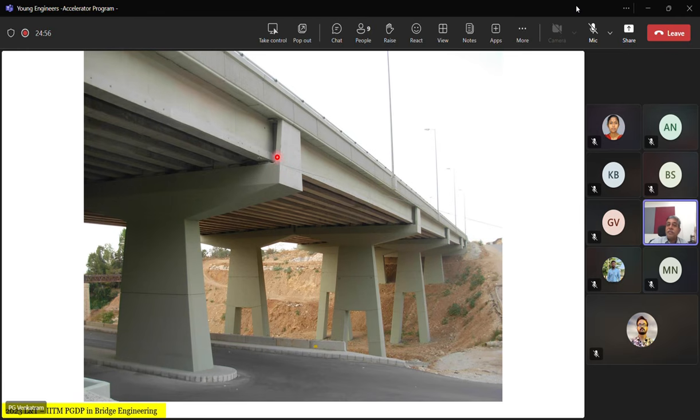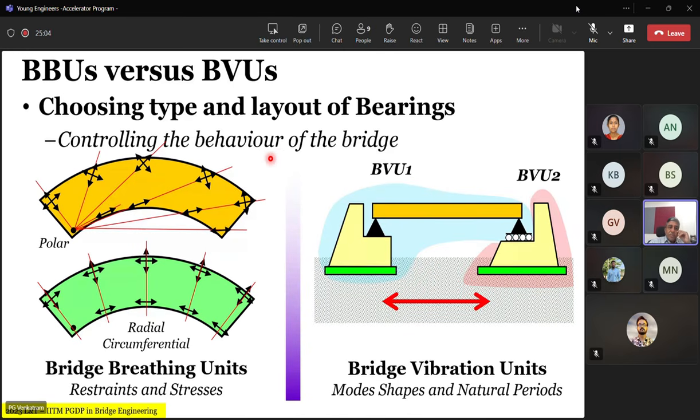It's a physical restrainer. Whenever there is a relative lateral displacement, this engages with the superstructure and prevents relative displacement. Okay. Now, the behaviour of the bridge bearing units and the bridge vibration unit is affected by the choice, type and layout of the bearing.